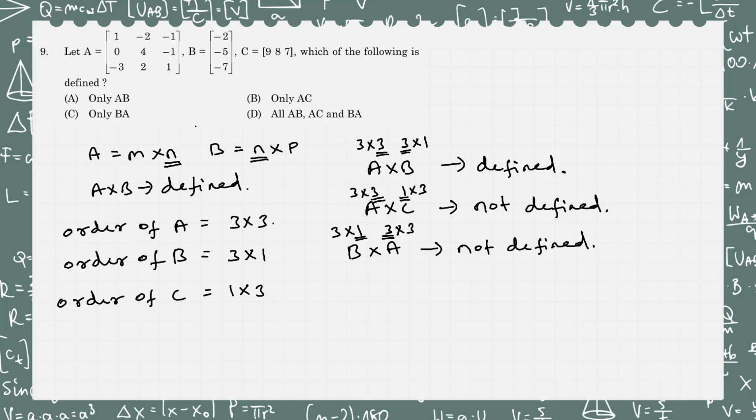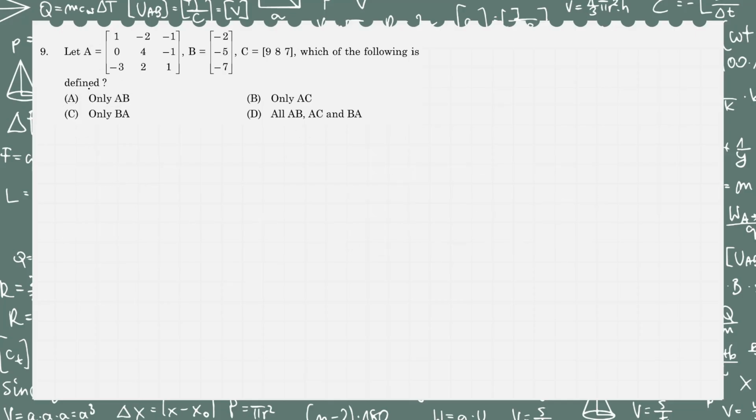So these are the three matrices they are discussing here: AB, AC, BA. By seeing the options here, we can very well say that only AB is defined and the rest of them are not defined. So the correct answer is option A. Let's go to the next sum.